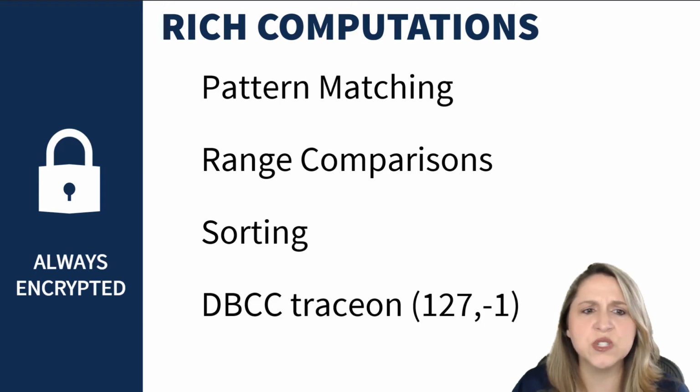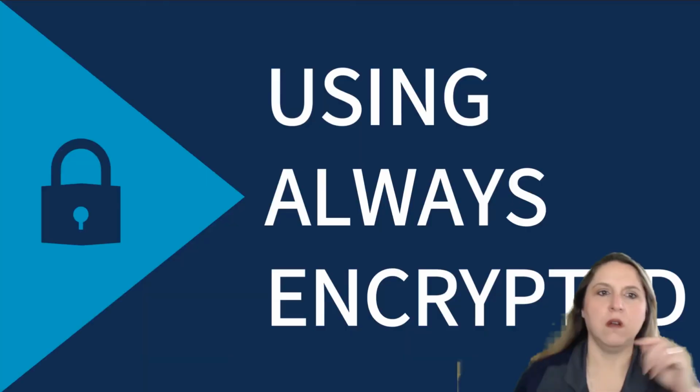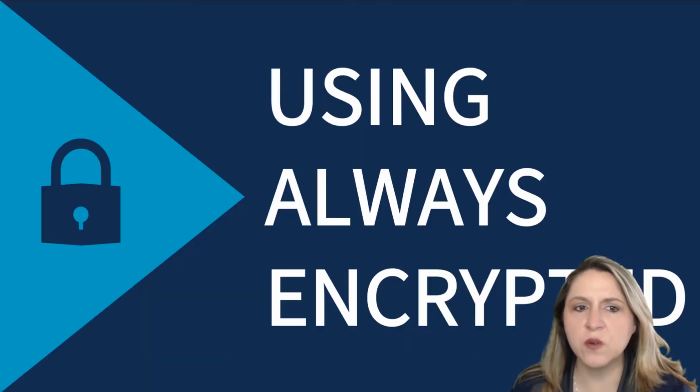So there's also a trace flag that you can do in order to turn these on once you have the Secure Enclave done. It's trace on 127-1. You'll have to turn that on to allow these rich computations to happen inside the Secure Enclave if you're using it. So let's talk about using Always Encrypted.